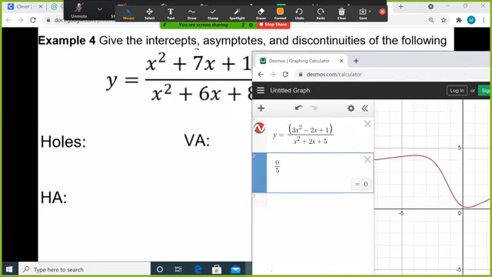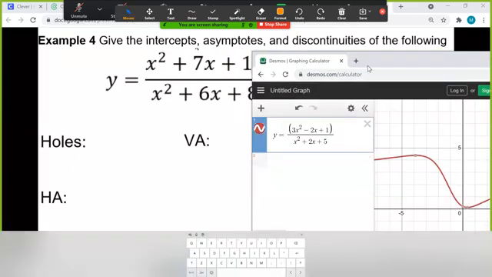How does a graph have a hole in it? So we have 7x squared. Where's my keyboard? Way over there.